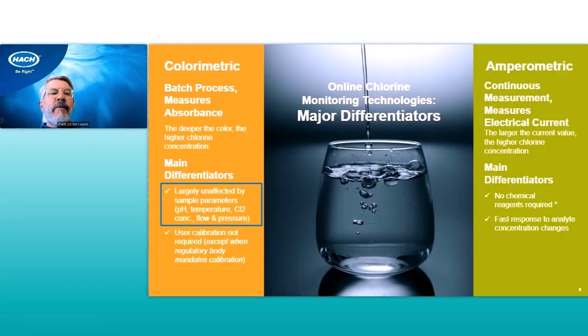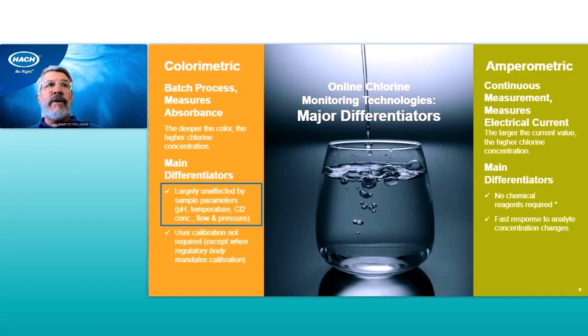Now to talk a little bit about the differentiators. If we look at the batch process analyzer, the colorimetric analyzer is largely unaffected by sample parameters like pH, temperature, chlorine concentration, flow, and pressure. There is a flow rate range that's required for this type of analyzer, and a lot of the analyzers will tell you when you're at the right flow rate.